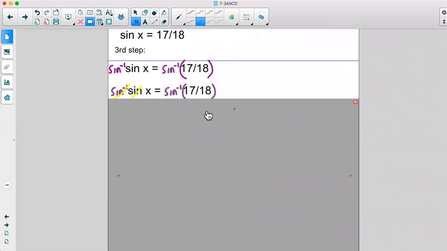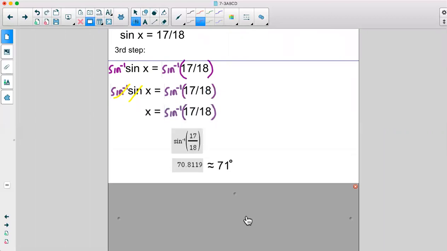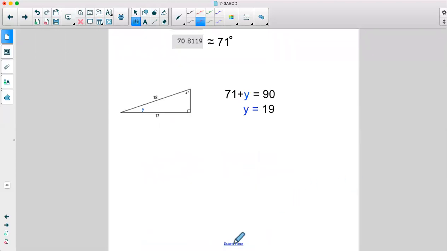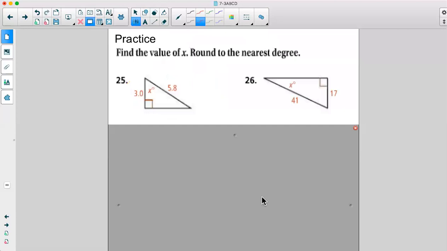Inverse sine undoes sine, and x will pop out. And as long as we do inverse sine to both sides of the equation, punch this into your calculator, and you will get that x is approximately 71 degrees, rounding to the nearest whole degree. And then once you know x, you can find y because you know that the two acute angles inside a right triangle are going to be complementary. So pause, practice both of these problems, and then press play for the solution.